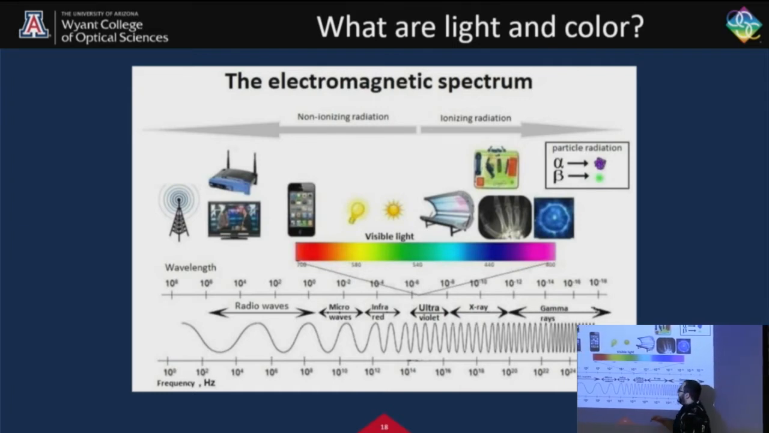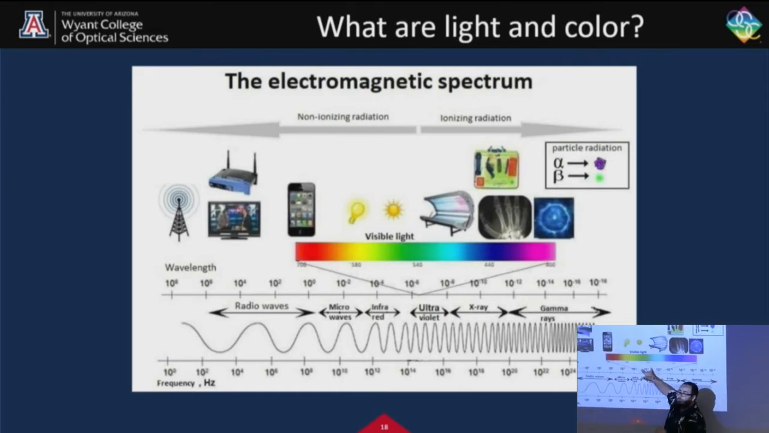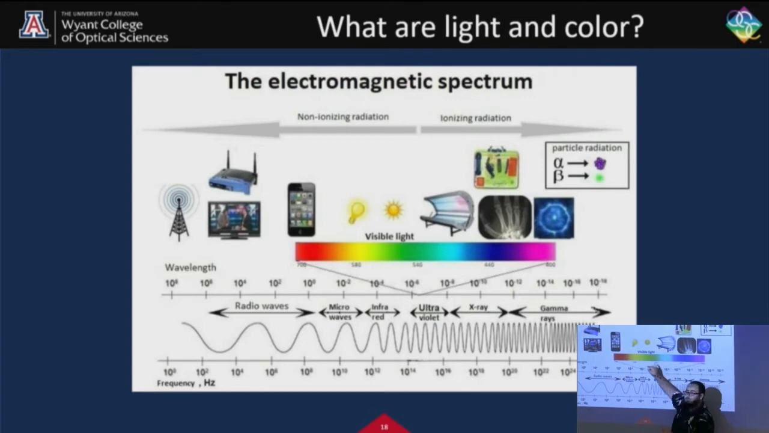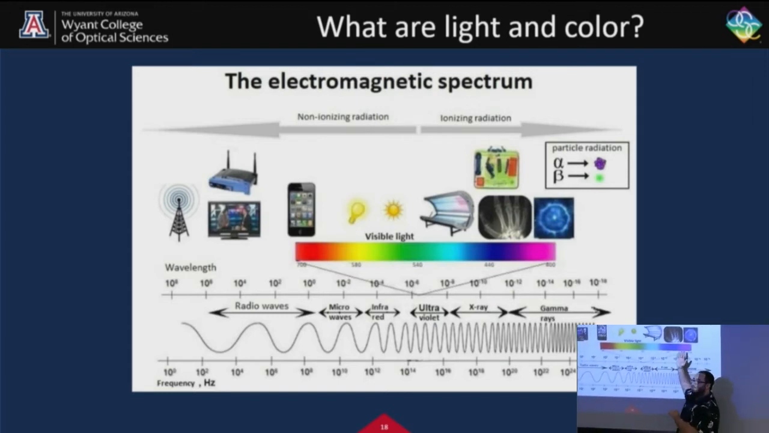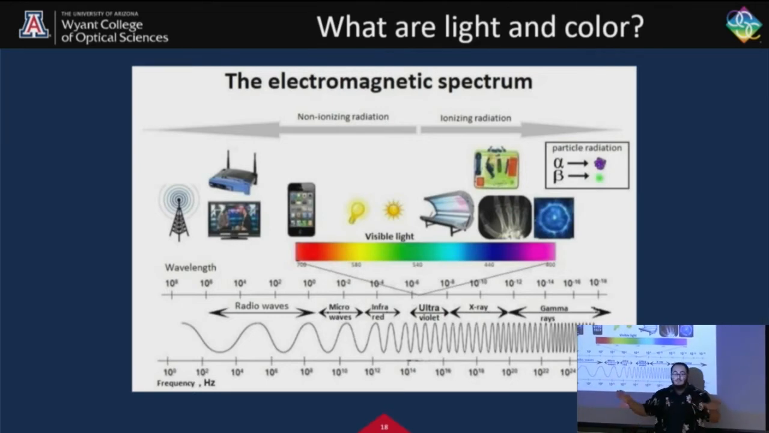But right between them, we have this beautiful sweet spot that we call the visible spectrum, or visible light. And this is where you get all your colors of the rainbow, your red, orange, yellow, green, blue, purple, your violet. This is where you're going to get all those colors that you see in the world around you.